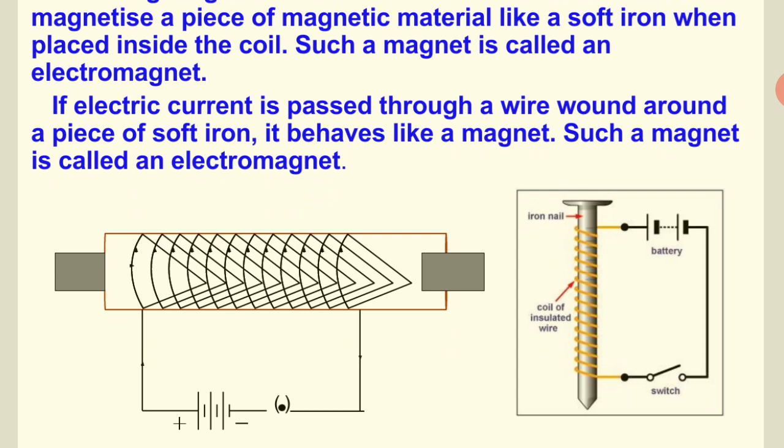That means it will attract magnetic objects. For example, small pins will be attracted towards it. But as soon as the current stops flowing through it, it will not behave like a magnet. So it is known as an electromagnet. So when electric current is passed through the wire wound around a piece of soft iron, it behaves like a magnet. Such a magnet is called an electromagnet.